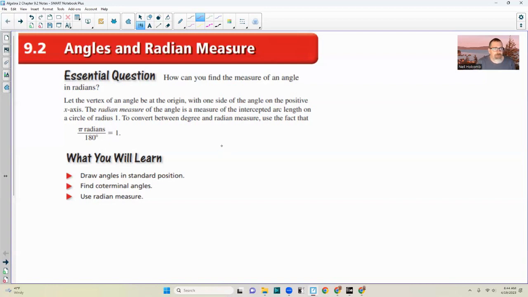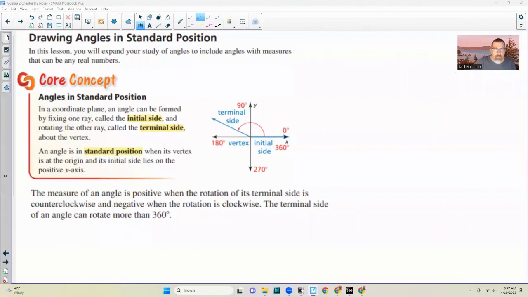Okay, so that's just a really brief description. Without a diagram, it's a little difficult. What you will learn is how to draw angles in standard position, find coterminal angles, and use radian measures. So let's take a look.